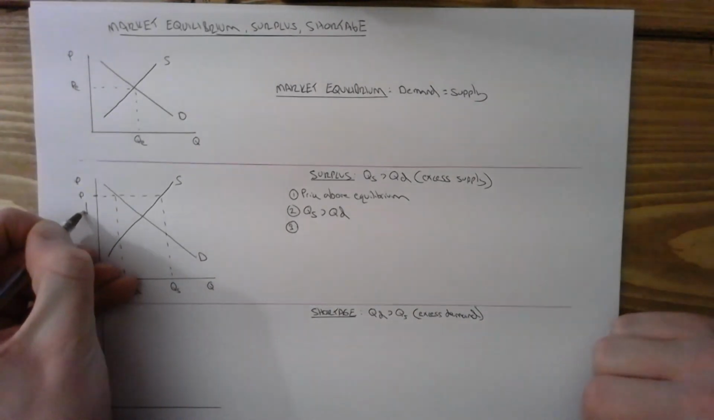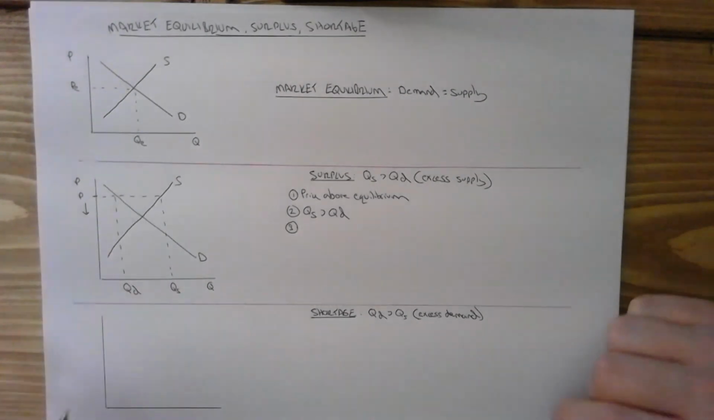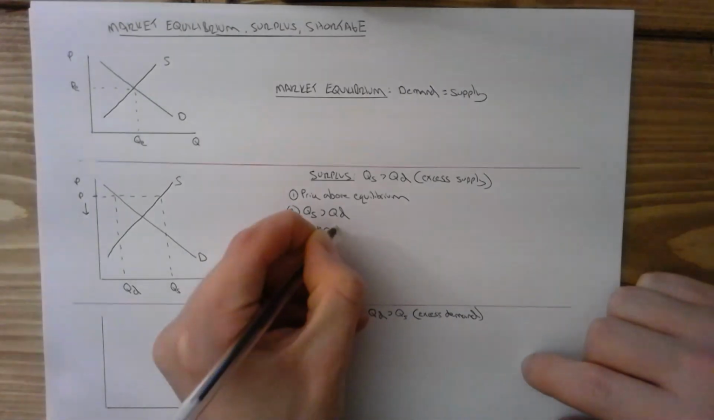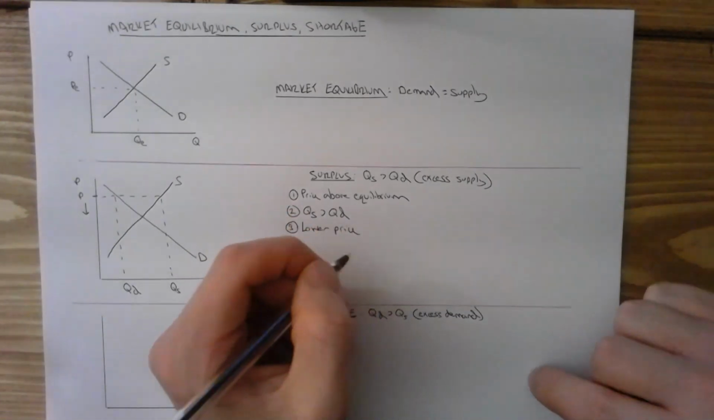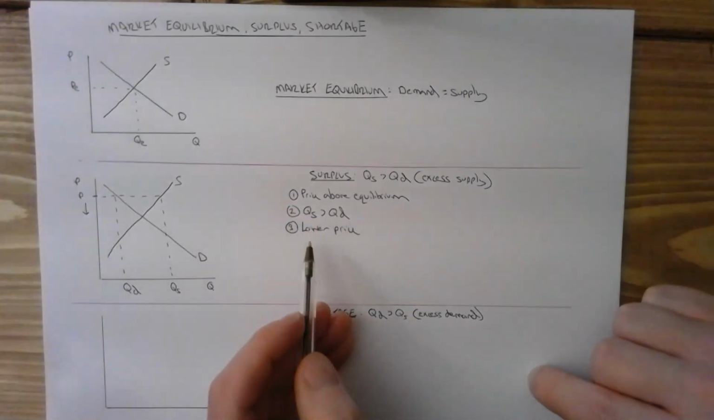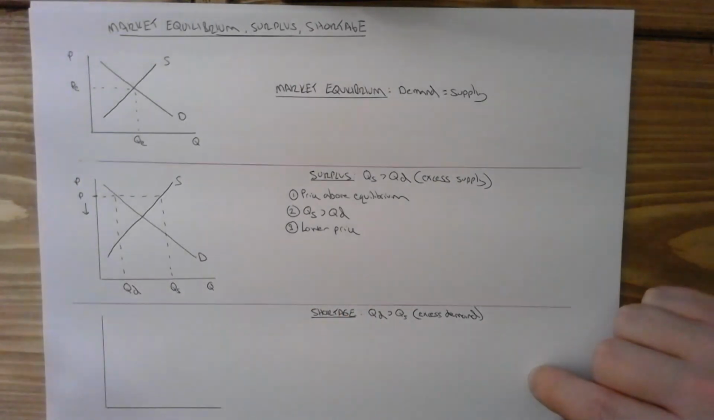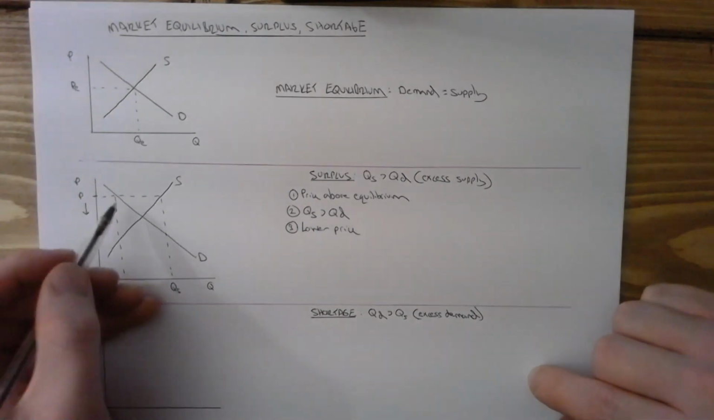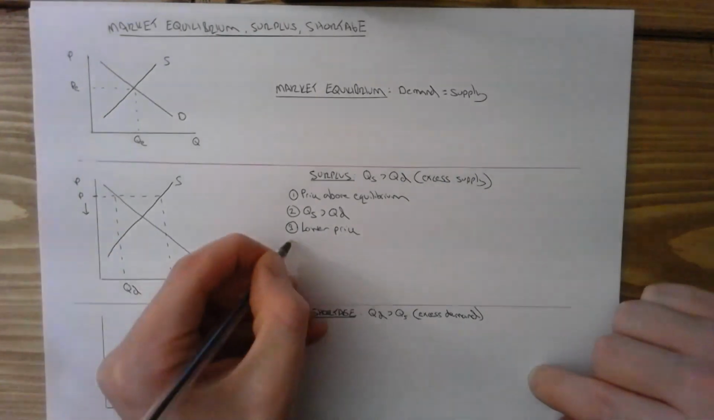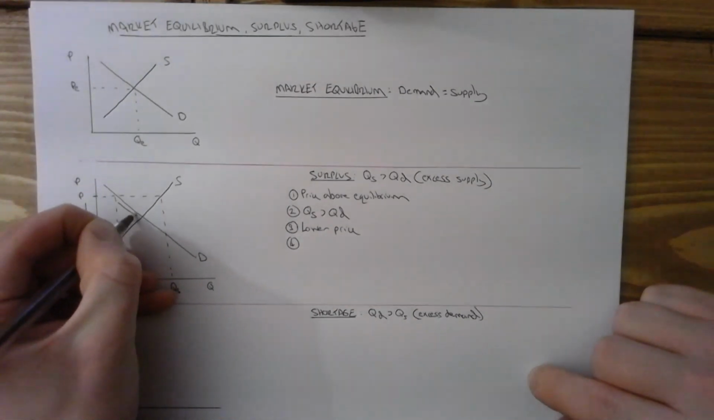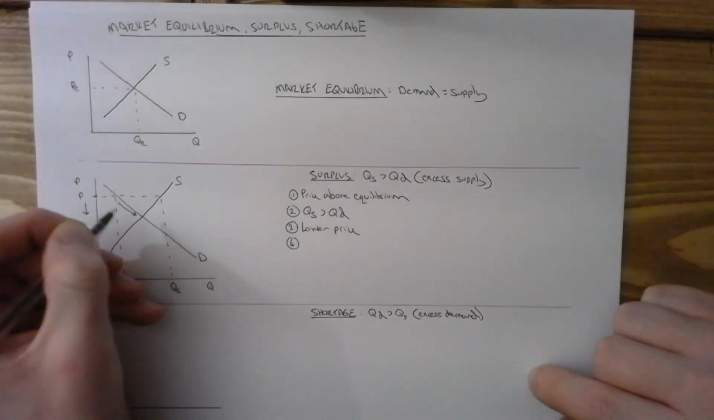Well, one strategy they might try is they might reduce the price. And so that's my third point here. We have a lower price. Price starts to come down. Price is reduced, starts coming down. And as that price falls, we have then a change in demand and supply. As the price comes down, demand extends.